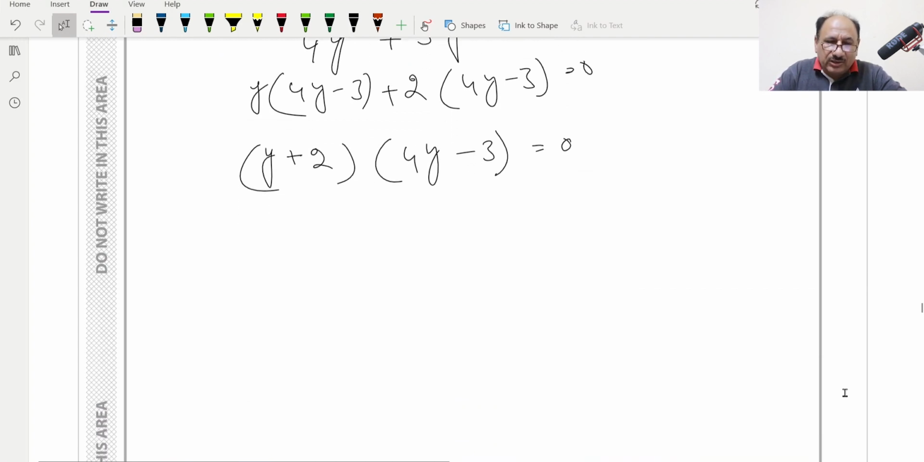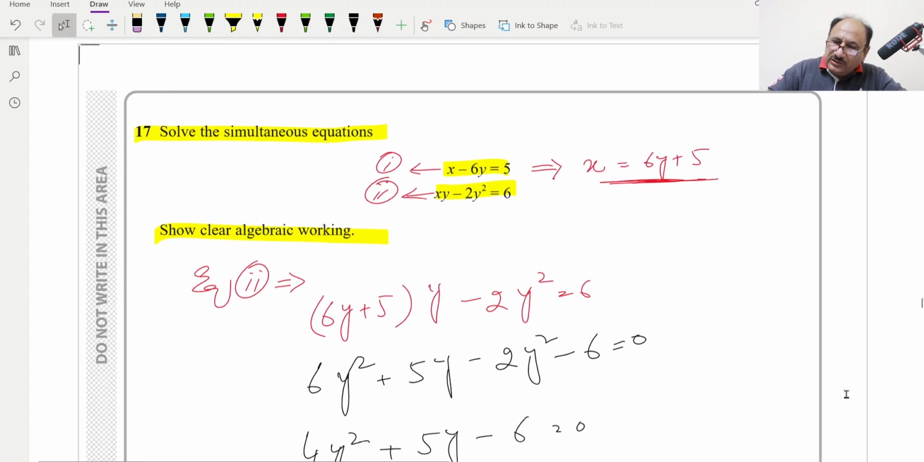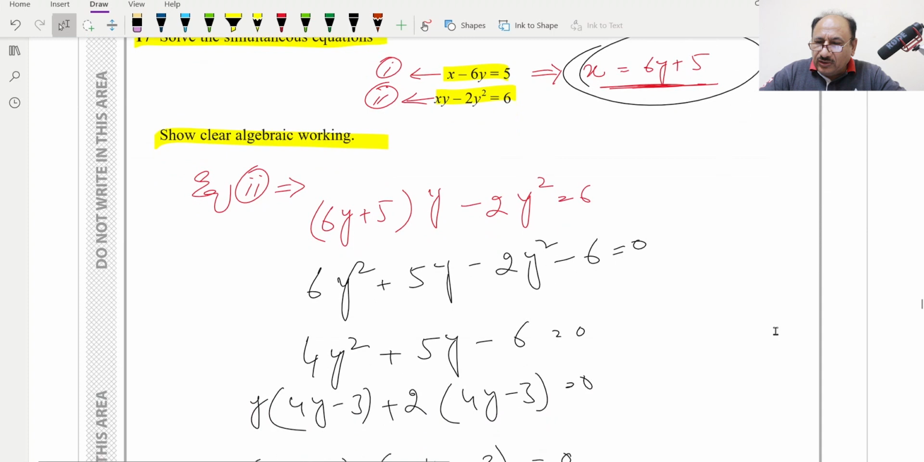So everything will be fine. So now we can write y plus 2 is equal to 0, and 4y minus 3 is equal to 0. This implies y is equal to minus 2, and this implies y is equal to 3 by 4. So now we have these two y values, and we can replace in this equation and we can find the x value.